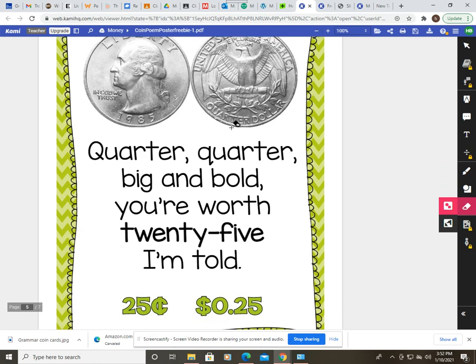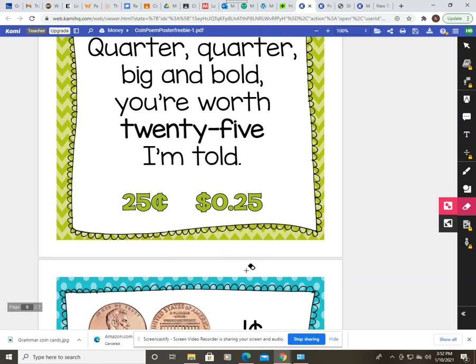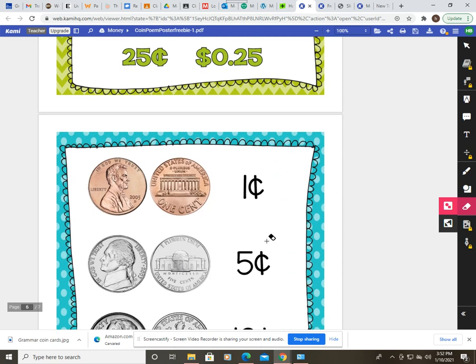And then the word quarter, dollar. So a quarter of a dollar. Quarter, big and bold, you're worth 25, I'm told. Okay? So if we put them all together, here's our coins.